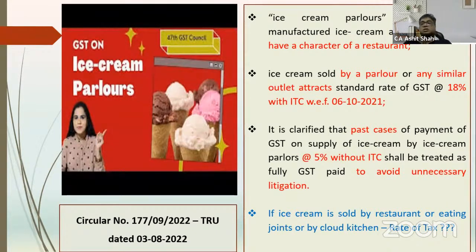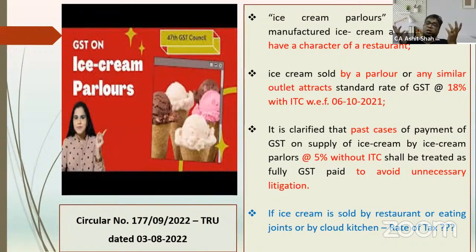Now the question has come up that after this clarification, if the ice cream is sold by a restaurant or an eating joint, then what will happen? Whether tax at the rate of 18% would be levied or 5%. Naturally, tax at the rate of 5% would be levied because it is a restaurant selling the ice cream. Therefore, the rate of tax would be 5% in respect of a restaurant. But suppose a general store where you can get an ice cream of a vanilla quality, then the same 18% rate would be applicable.